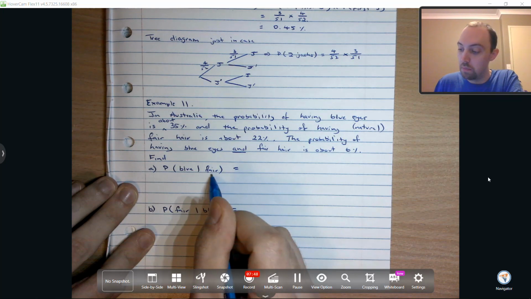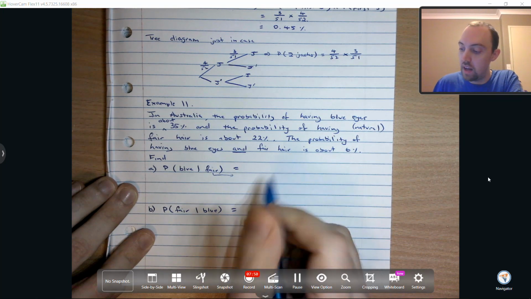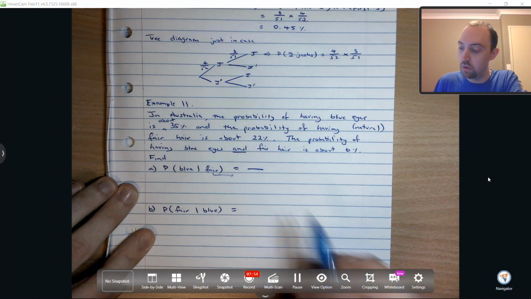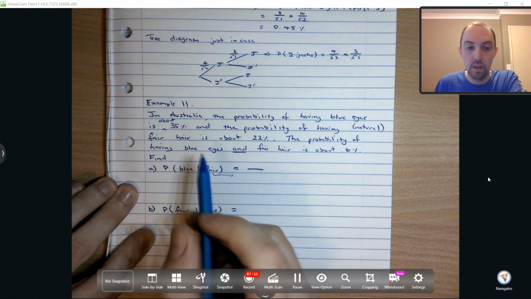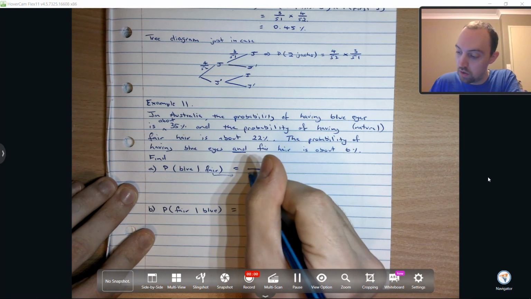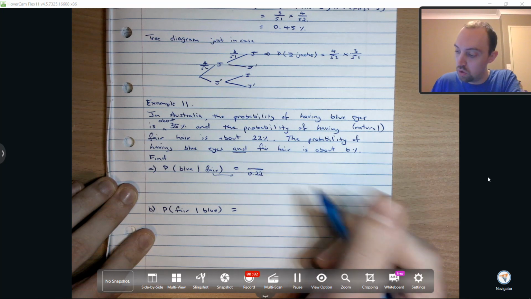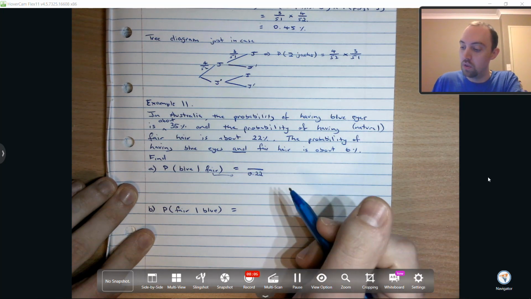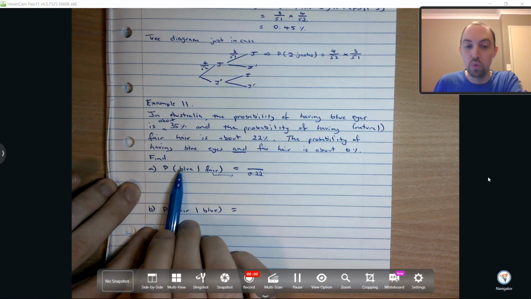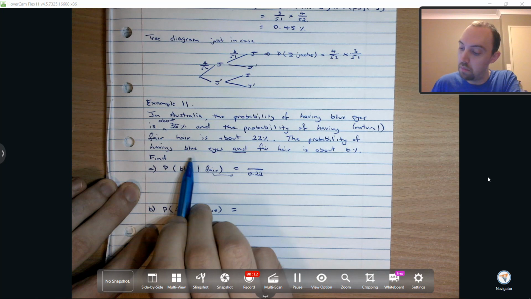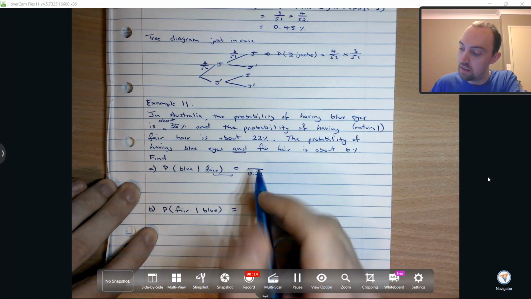Now, in conditional probability, fair hair has become our new total. So it's the probability of having fair hair, which is about 22%, so 0.22, or whatever you'd like to write in there. Out of that 0.22, how many have blue eyes and fair hair? The probability of having blue eyes and fair hair is about 6%.